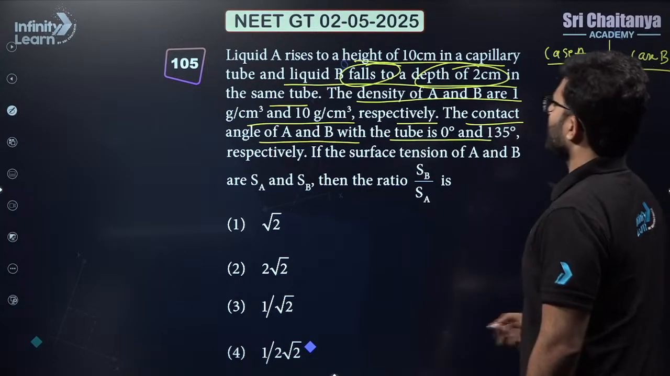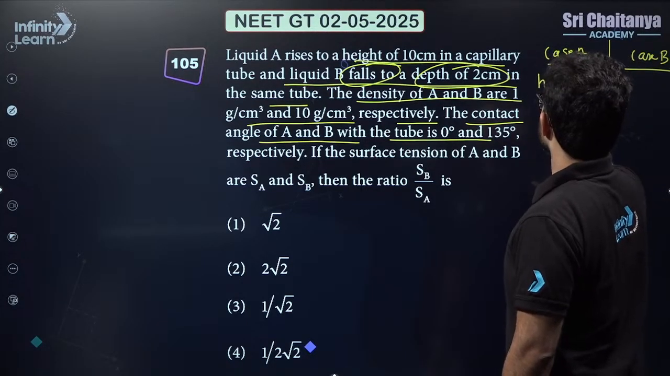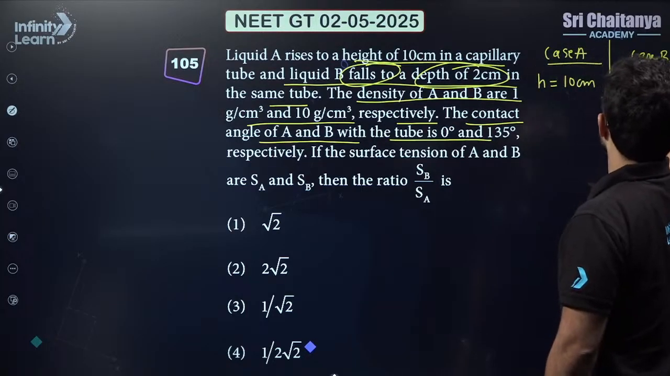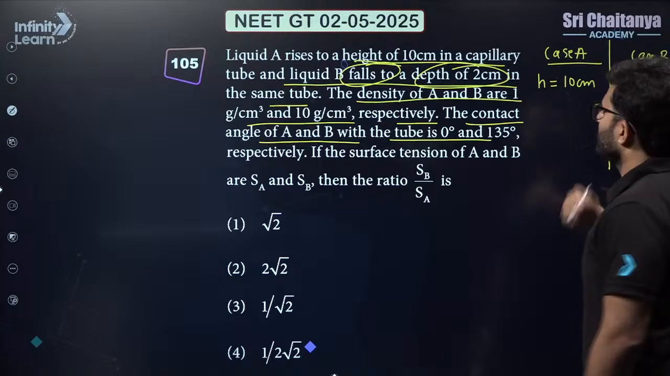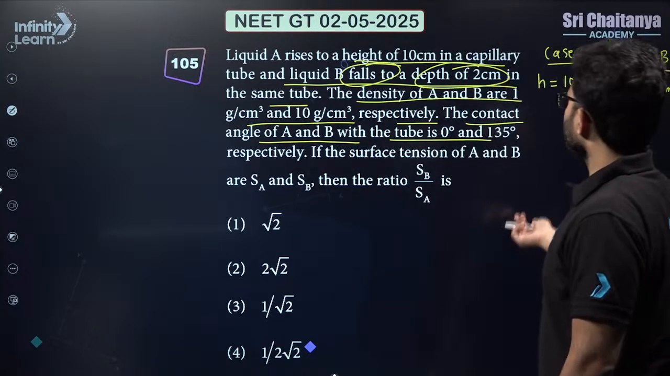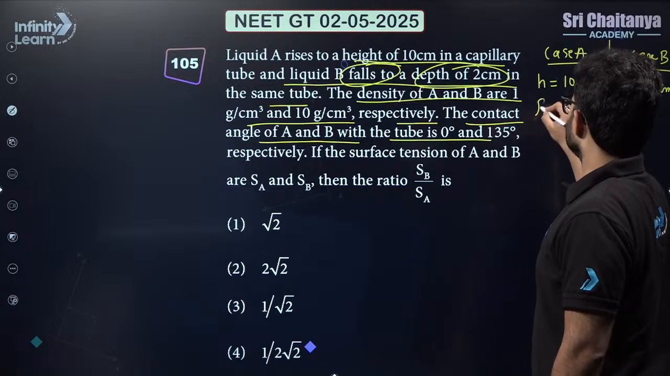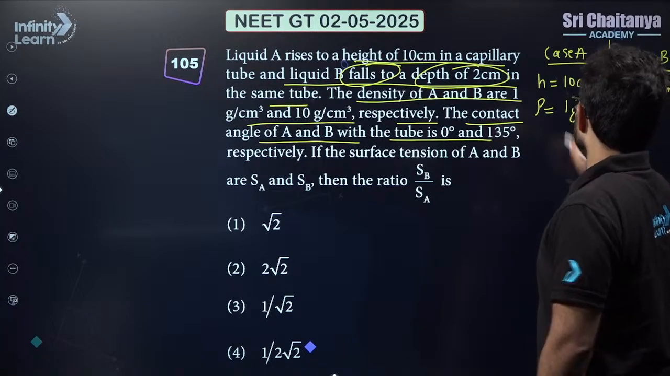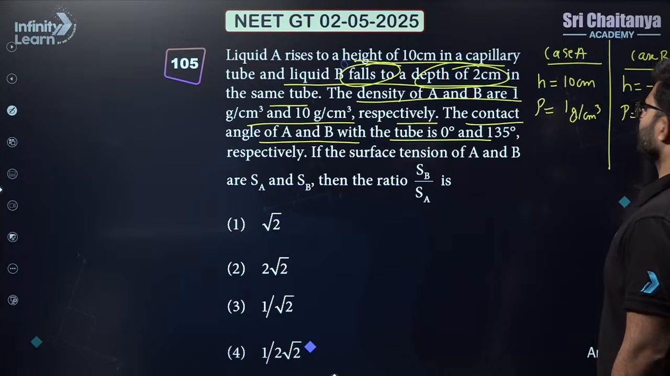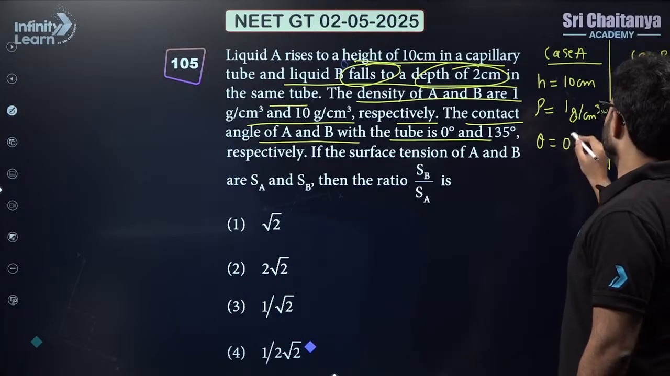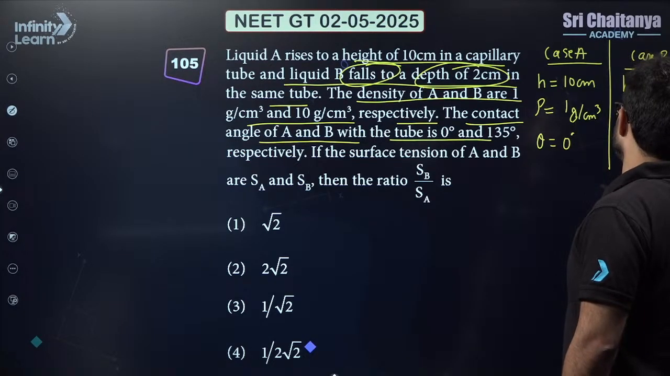So let us see what is happening here. It is rising to a height of 10 centimeters, right? And this is falling. So for denoting a fall, I am writing a minus sign. So minus 2 centimeters. The density of the liquids is also given, which is 1 gram per centimeter cube, and here it is given as 10 gram per centimeter cube. The contact angle is given. What is theta given to you? Here it is 0, here it is 135 degrees, right?